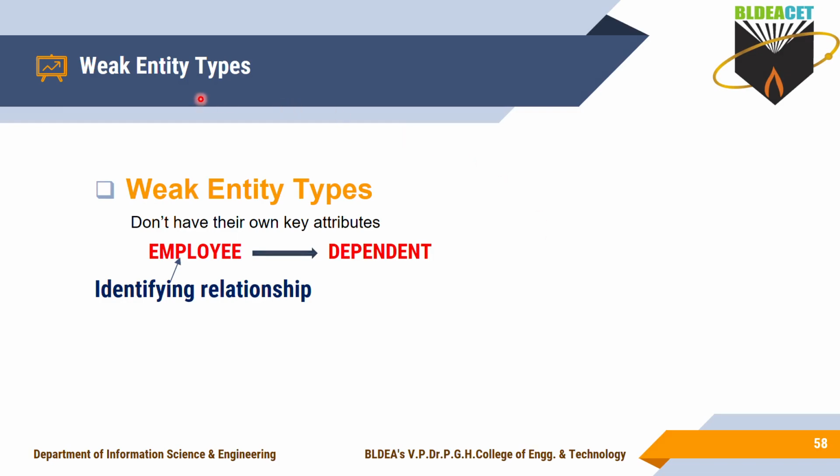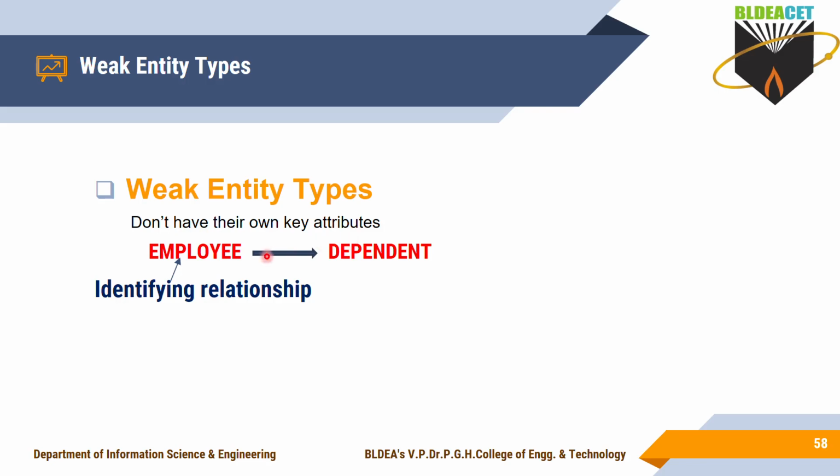Next is weak entity type. One more entity type is here. That entity type we call a weak entity type when that entity type doesn't have its own key attribute. Not a single attribute. Which type of attribute do you call a key attribute? It holds unique values. So for some entities, none of the attributes are unique here. Then you call this type of entity type a weak entity type here.